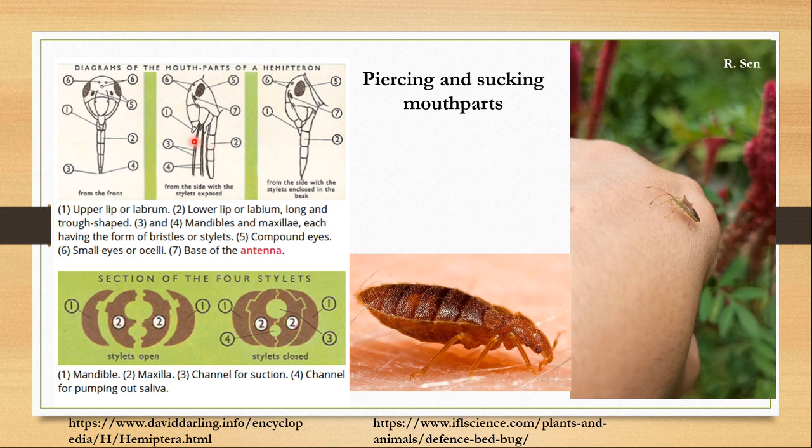When the stylets go in, you can see that they are really fine and needle-like. When these parts go in, the labium remains outside and forms a curvy structure.